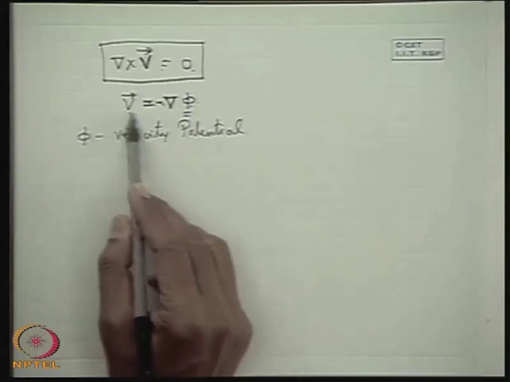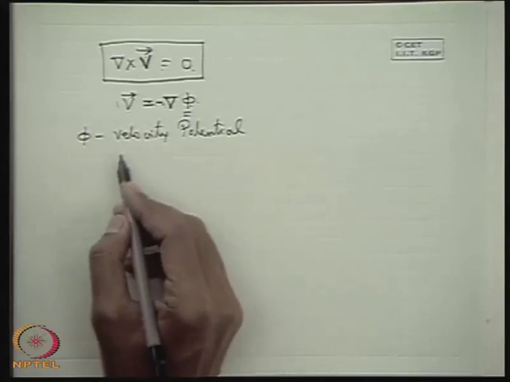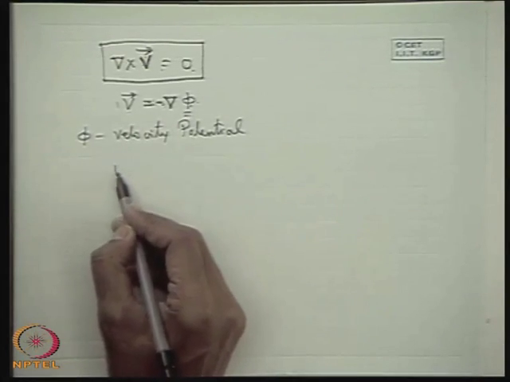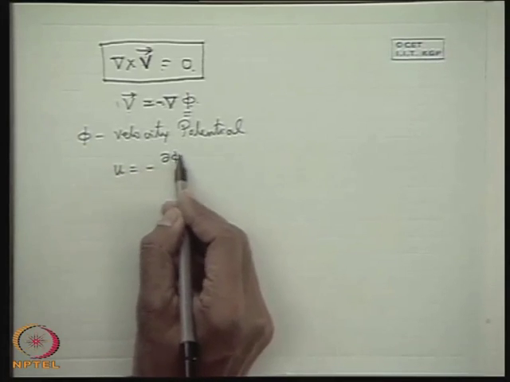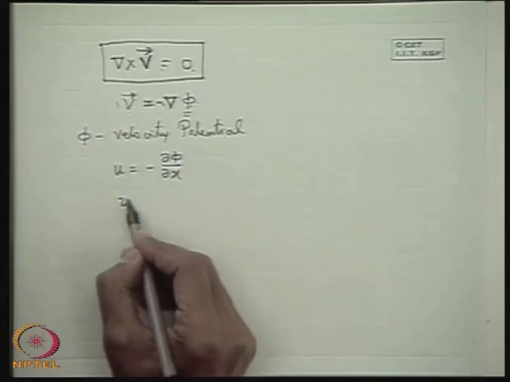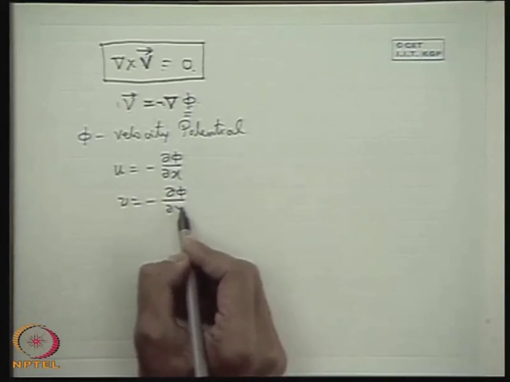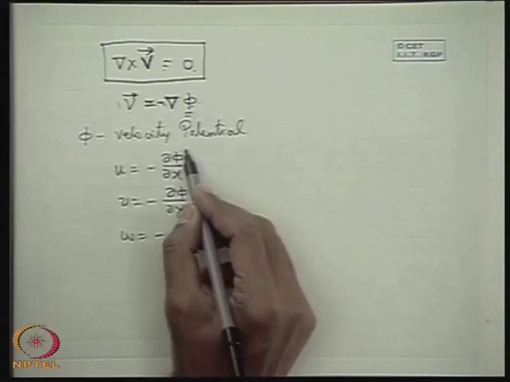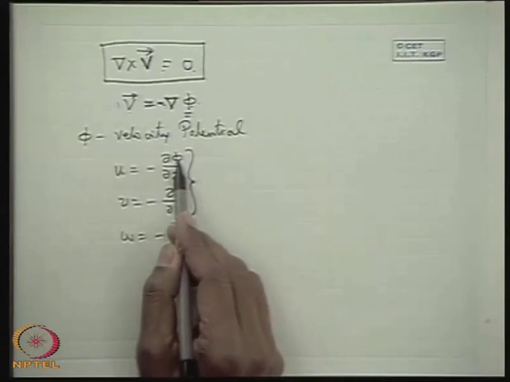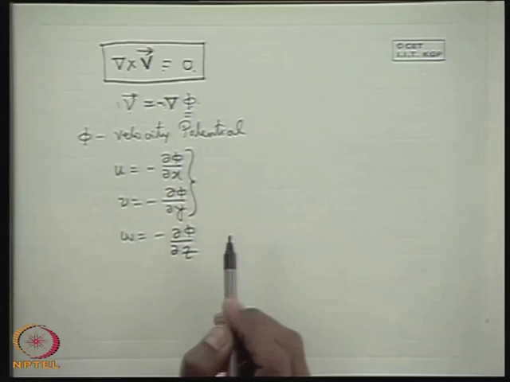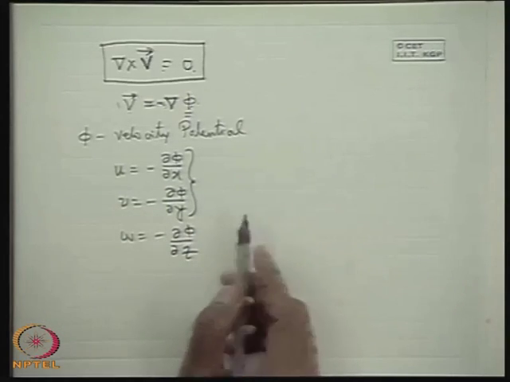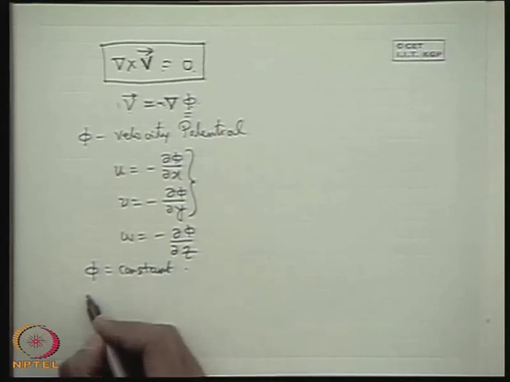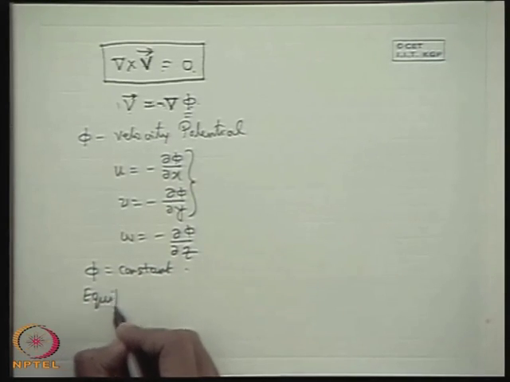So if you expand this, for three-dimensional cases with respect to a Cartesian coordinate system, we can write u is equal to minus del phi del x, v is equal to minus del phi del y, and w is equal to minus del phi del z. For a two-dimensional case, we deal with u is equal to minus del phi del x, v is equal to minus del phi del y. And the curve or the line along which phi remains constant is known as an equipotential line.